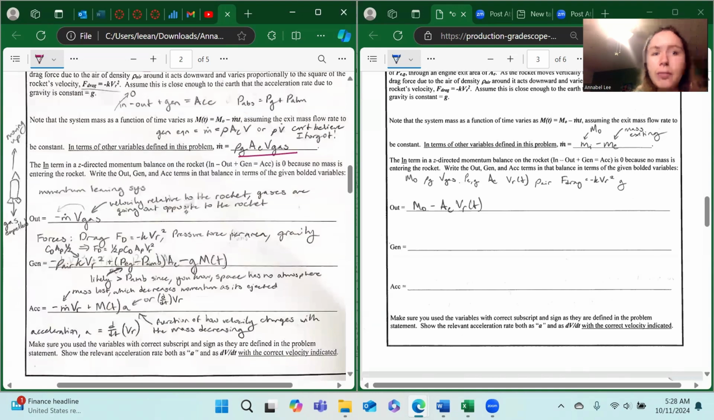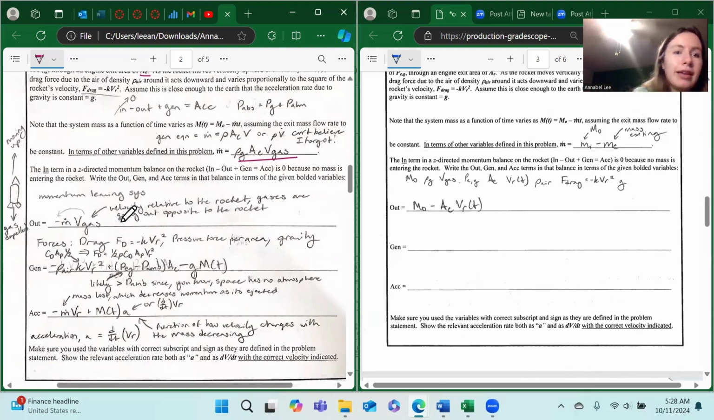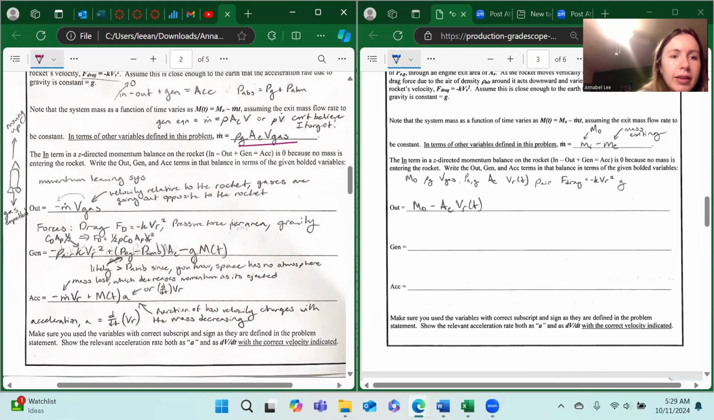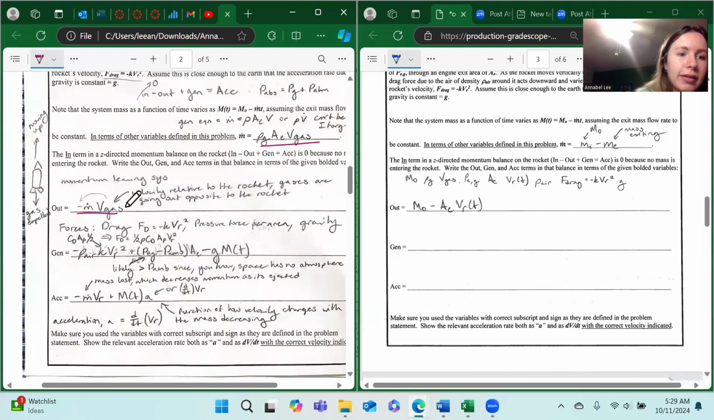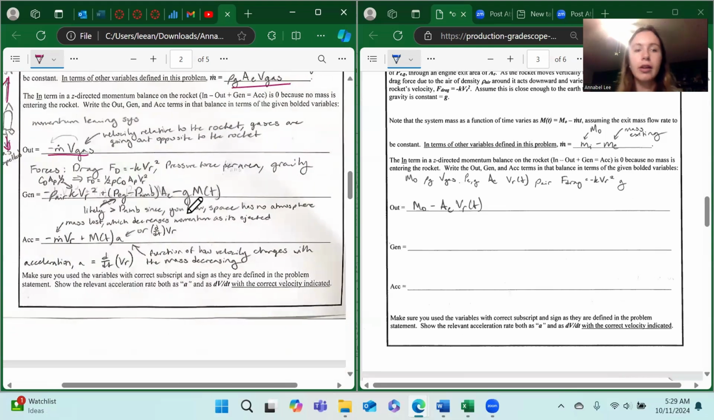So you're going to have the in minus out plus generation equals accumulation and all that for the mass balance, or momentum balance really. You're not really having anything going in. You're just having a bunch of mass and momentum leaving. So for the out, you're going to have the mass flow rate going out, and then the velocity of the gas. You can get the momentum going out from that. And I made mass flow rate negative because the gas is being expelled down, and the rocket is hopefully moving up. And then for forces, there's 3 things going on.